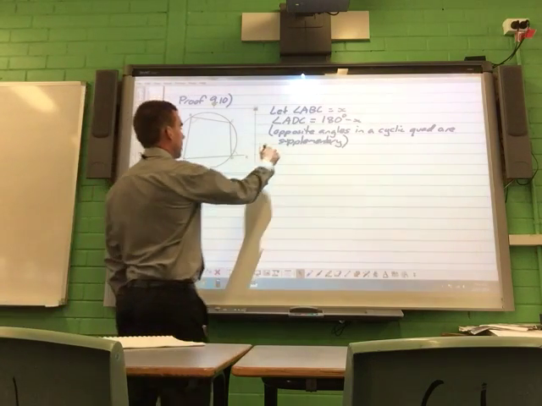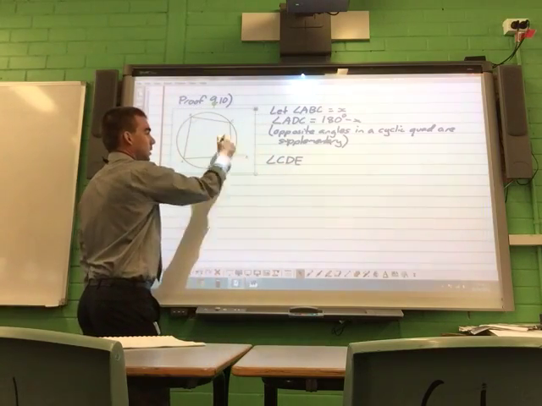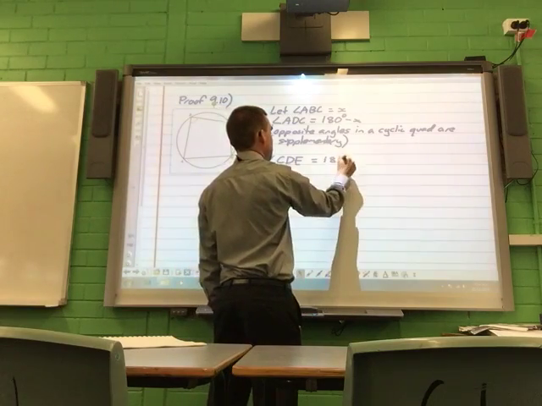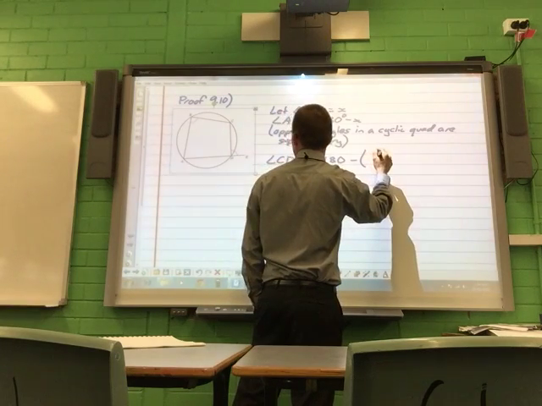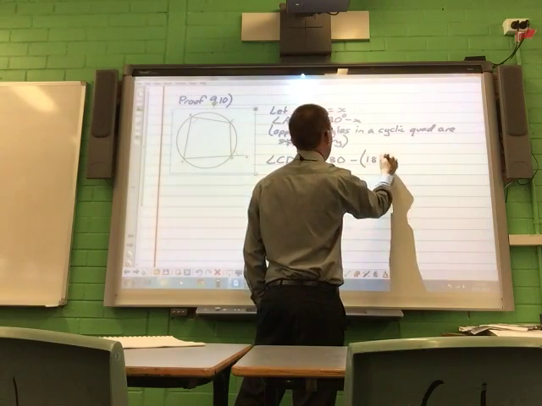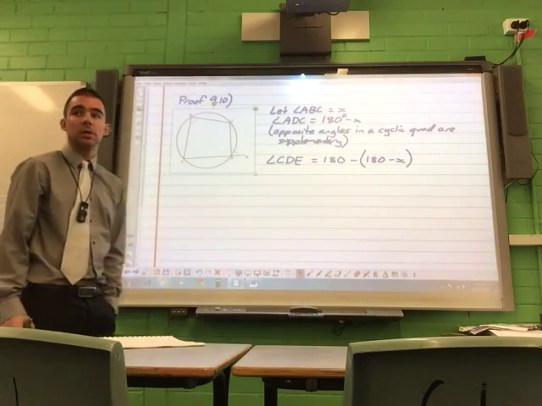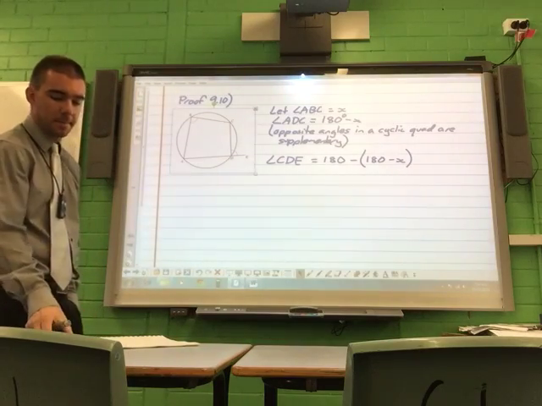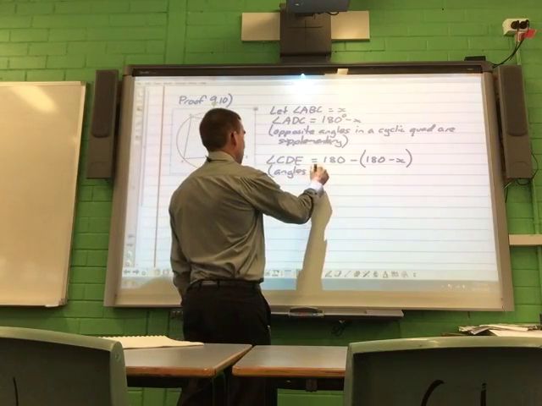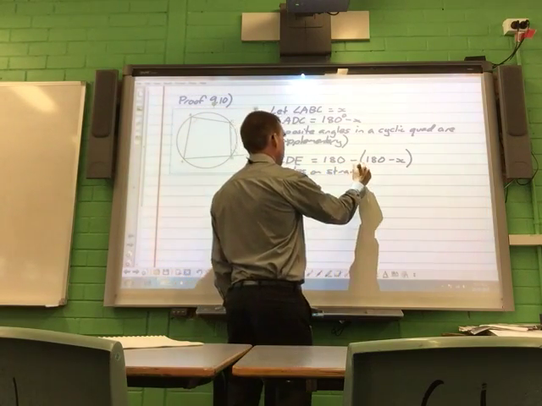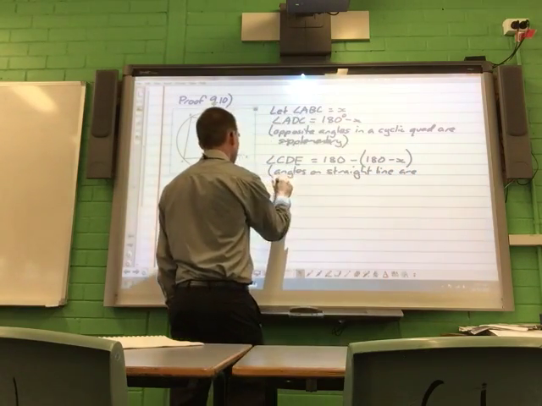Okay, then angle CDE, so now we're going to that exterior. It's going to be 180 degrees take away the angle on the other side of that vertex, which is 180 take away x. Okay, you need to make sure you are stating a reason each time you show something. So this reason will be angles on a straight line are supplementary.